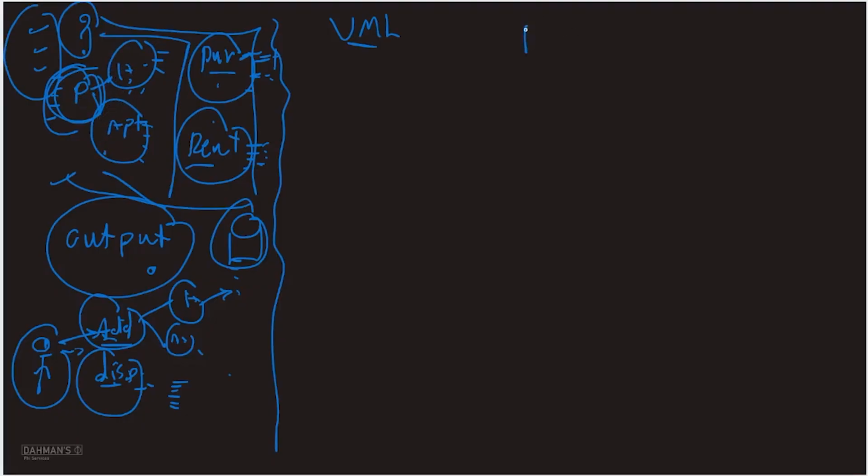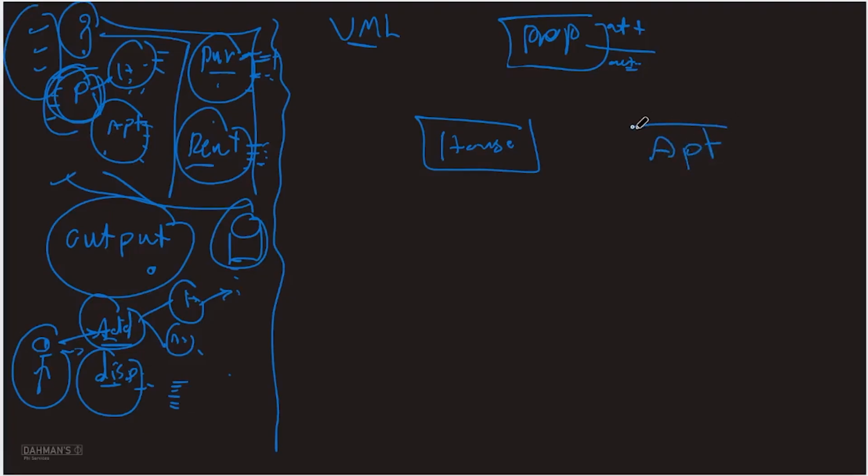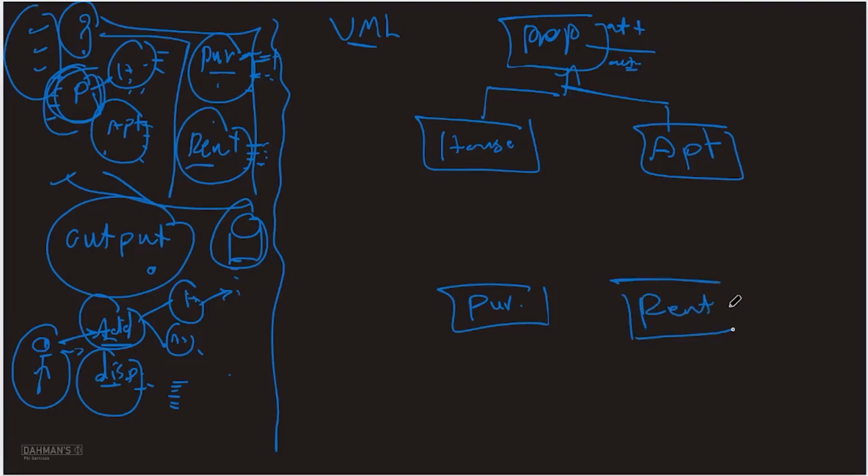So maybe I can create, first of all, a generic property class. Okay, and this property will have some attributes and maybe some actions or behavior. And then we have a house class. This is going to be a class, absolutely. And apartment is going to be another class. And both of them, obviously, are going to inherit from the property. Now, how about these two actions? To purchase is going to be one class, and to rent is going to be another class.